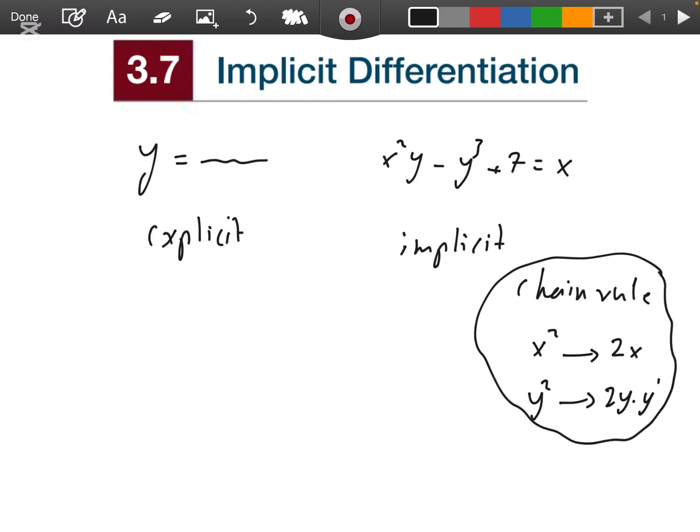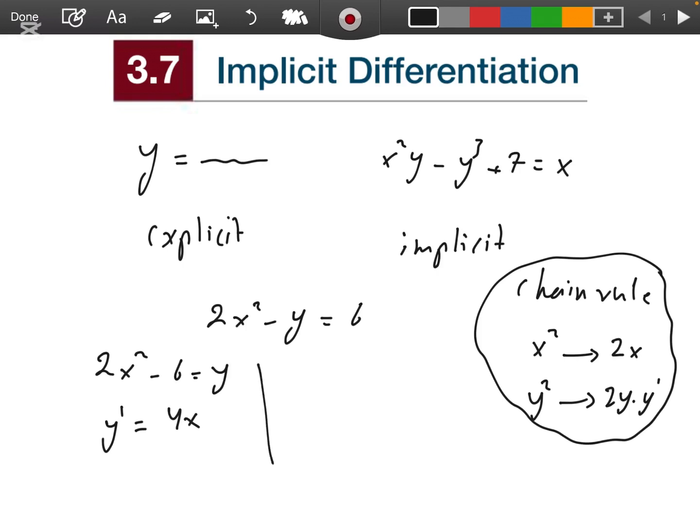Is it possible to solve the same question implicitly and explicitly? Sometimes, yes, it is possible. For example, 2x squared minus y is equal to 6. If we need to isolate y, it is possible, like 2x squared minus 6 equal y. The equation now is explicit, and the derivative is, as we used to do, y prime is 4x.